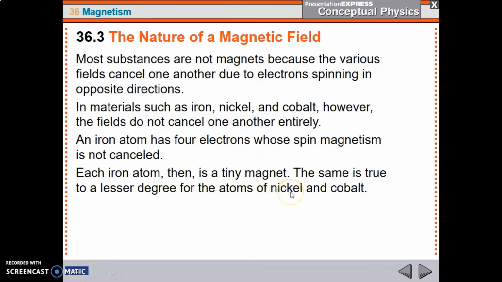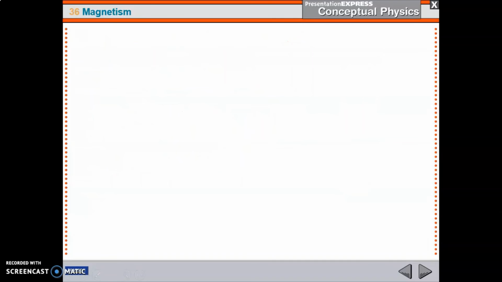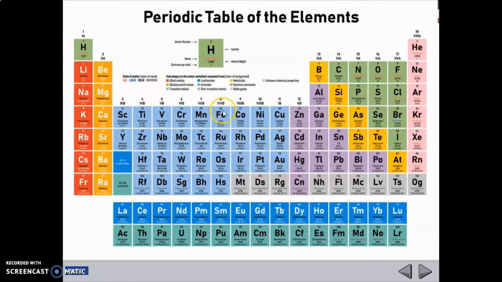Iron is the strongest magnet, then nickel and cobalt are also strong. So here's iron, Fe, and here's the shell. This, if you remember, was the D shell. Or was it the F shell? 1, 2, 3, 4, 5, 6, 7, 8, 9, 10 is 5, S, P, D, the D shell.